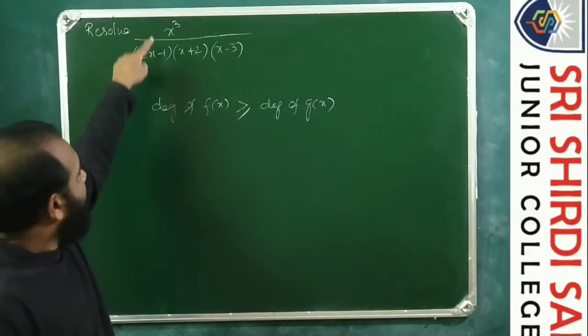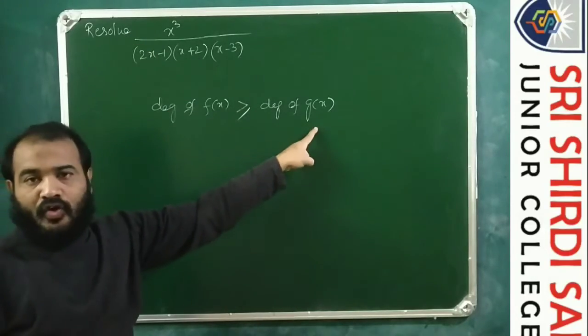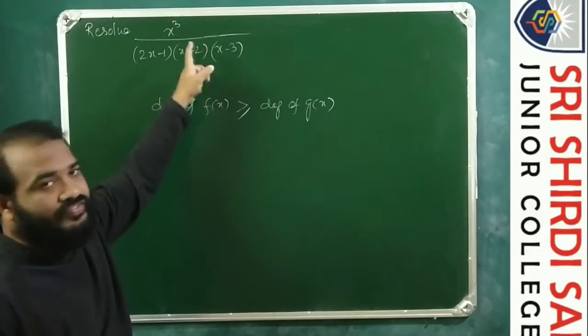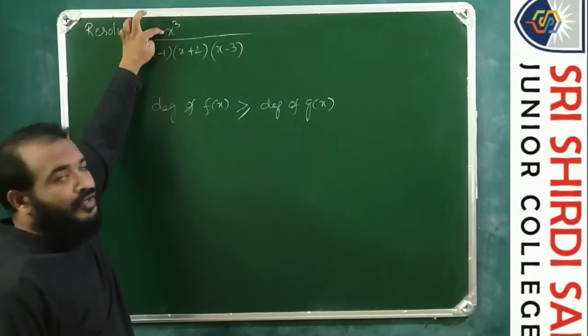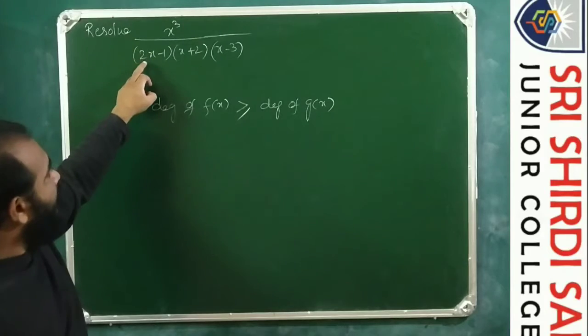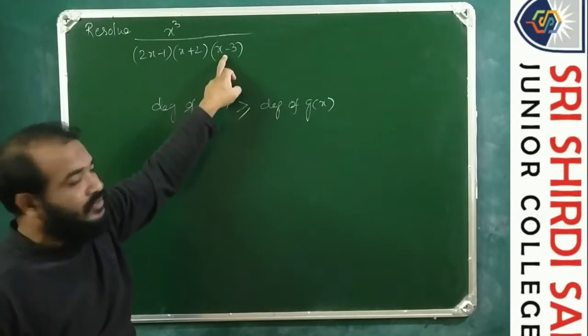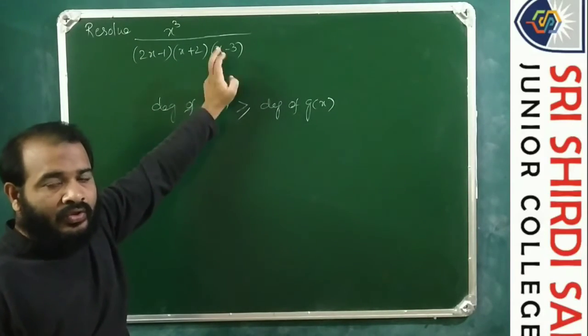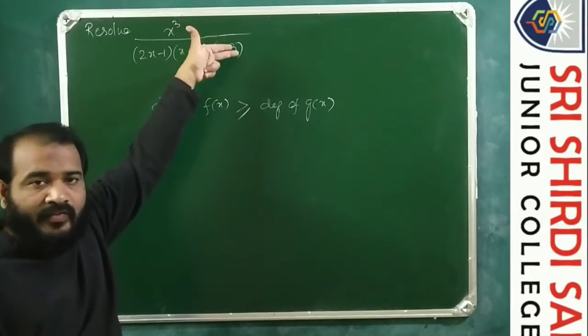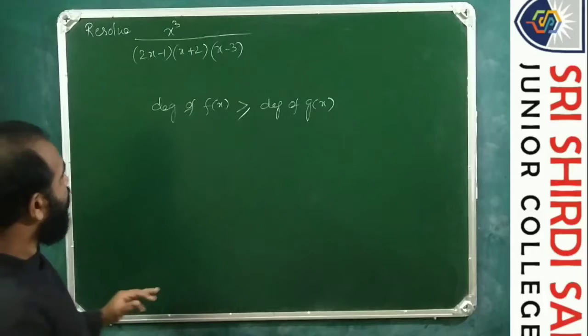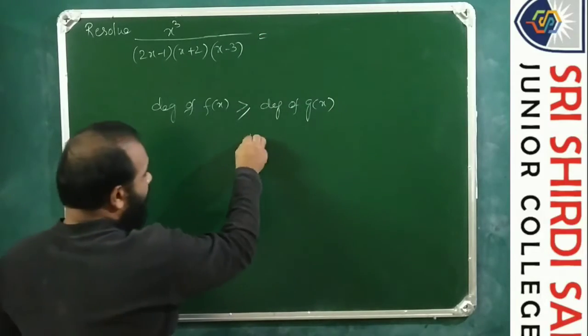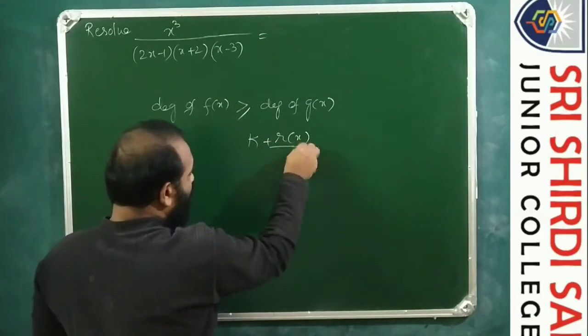The degree of f(x) is equal to the degree of g(x). Both the degrees are the same because the degree of the numerator is 3 and the degree of the denominator is, 2x into x into x, 2x cubed. So x has the highest power 3 on both the numerator as well as the denominator. So this is equal to k plus r(x) by g(x).